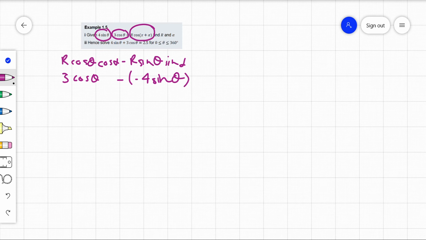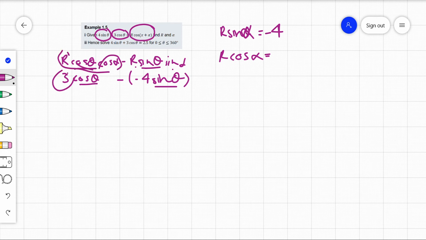So if I compare those two things, you can see that my r sine theta is going to be, here's sine theta, here's sine theta, so r sine alpha must be the rest, sine alpha must be negative 4, and my r cos alpha, so here's cos theta, the other part, the r cos alpha, must be 3.